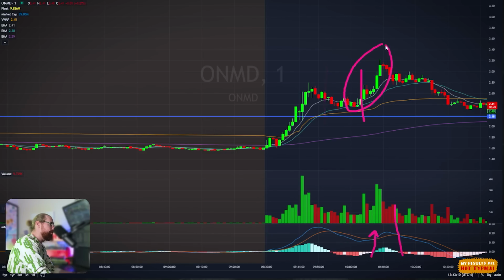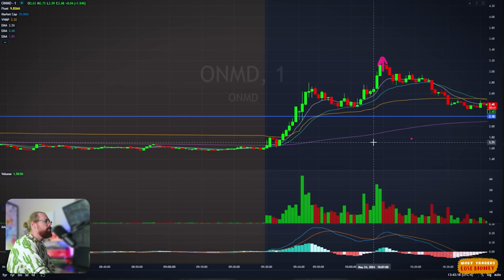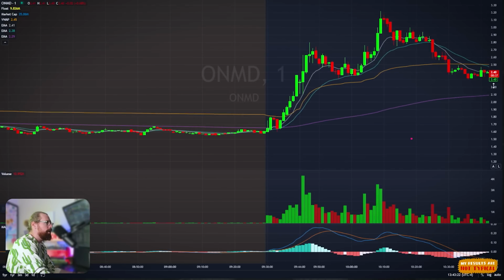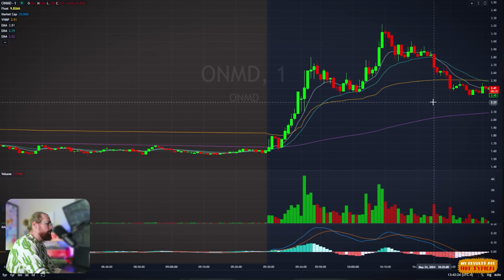For that move up, that was that $2,000 winner right there, as it squeezed through 3 and went all the way up to 320. So these are the only indicators I use, and the result is that this is a very clean chart. You can see the price action, and that's what I want. I want to be able to see the price action.